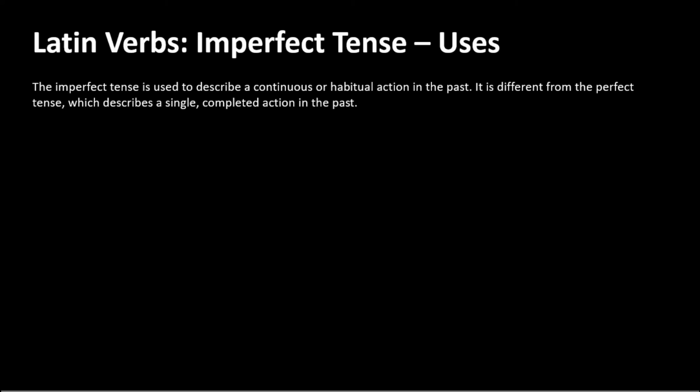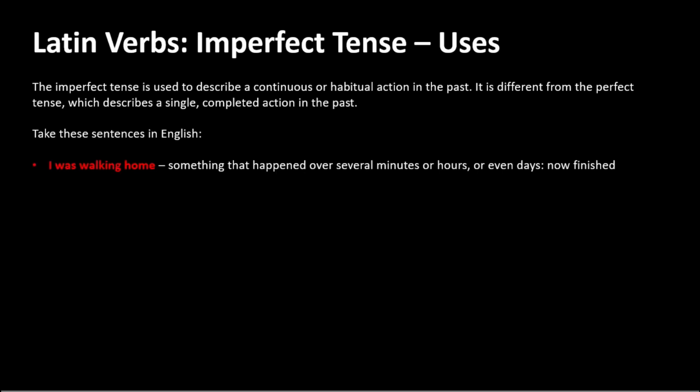It is different from what in Latin is called the perfect tense, which describes a single completed action in the past. To show how it works, take these sentences in English. I was walking home. This is not something that I did in an immediate flash. It's something that happened over several minutes, or perhaps hours, or even days. I was walking home, and I am no longer walking home. The action took place for a while in the past, and is now finished.